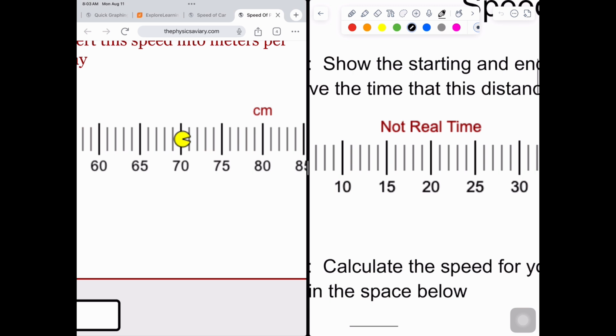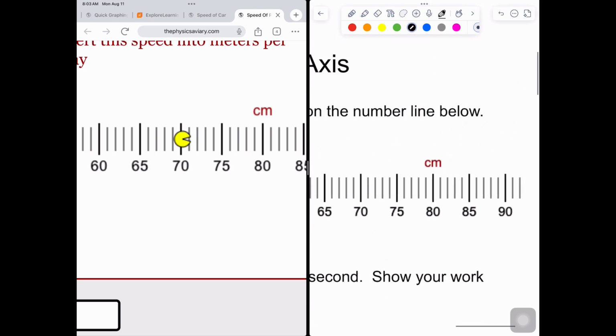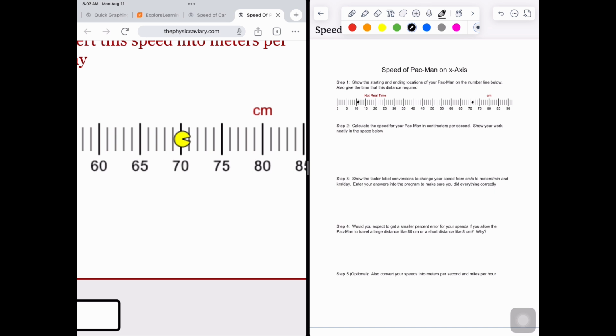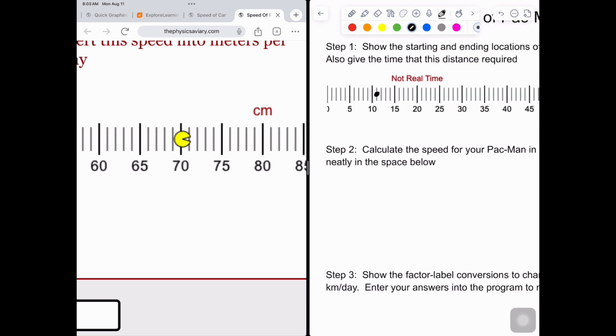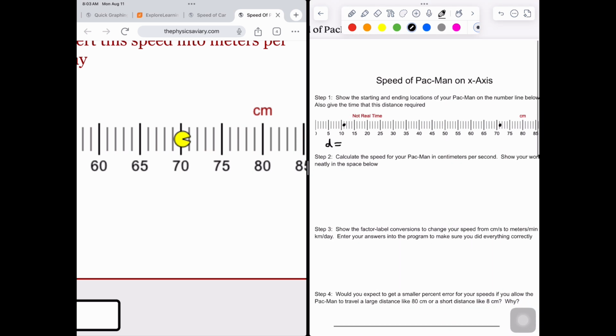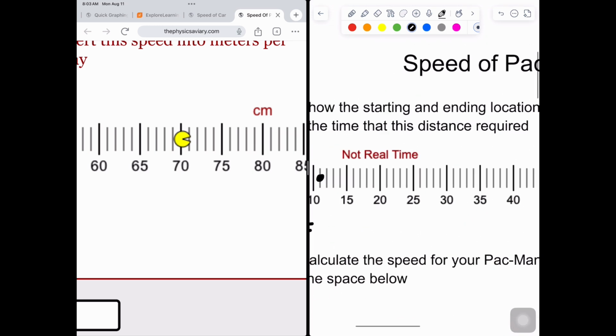So I'm gonna make a dot where those beginning and end locations are. So the beginning location is at 11. The end location is at about 71.1. Okay, so to calculate the speed, I need the distance divided by the time. So the distance, right, is gonna be the difference between 11 and 71.1. So subtract them. Do the same for your values, however you stopped Pac-Man. Okay, so my distance is about 60.1.